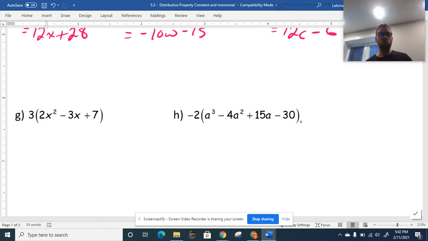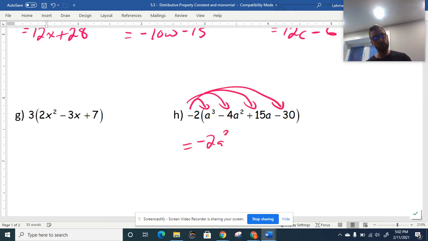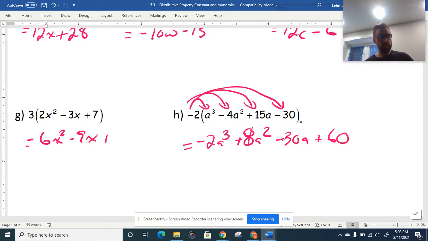Nothing changes when we've got more than one. We hit it 1, 2, 3, 4 terms hit by that -2. So -2a cubed plus 8a squared minus 30a plus 60. If you look through this, there are no like terms because we've got a cubed, a squared, a, and 60. So these are all different terms. We cannot simplify it any further. Same deal here, 6x squared minus 9x plus 21. Again, we cannot simplify that further, so we're good.